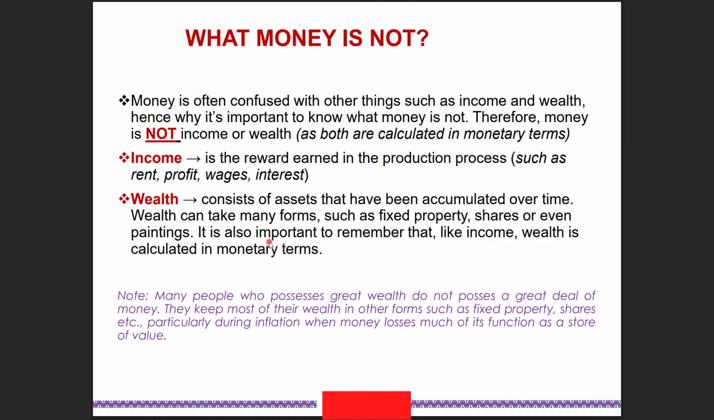So there's a difference between these. Money is basically anything, a commodity or a token, that can be used as a means of payment or settlement of a debt, right? But it has to be generally accepted. Income is just a reward for the factors of production, the rewards they earn in the production process. And wealth consists of assets that you've accumulated over time.